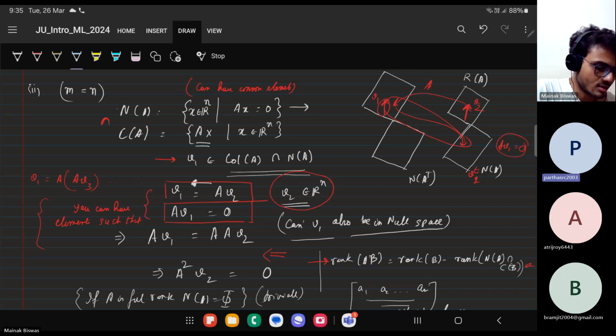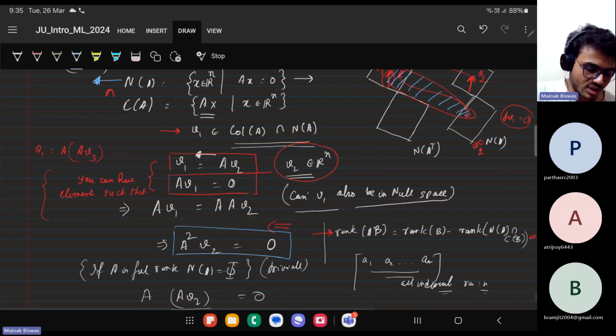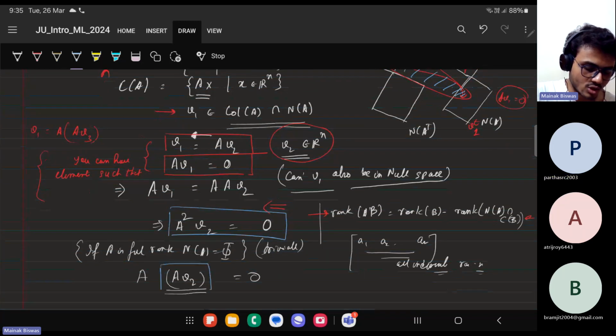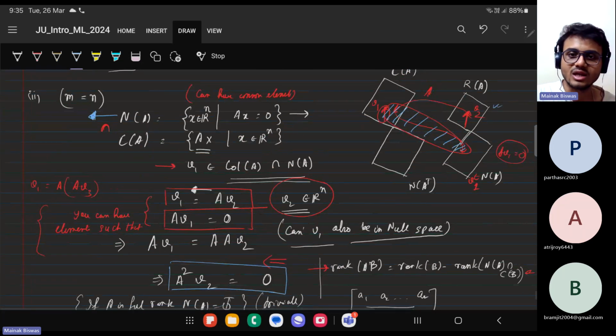Could you please repeat which area you are asking about? There is not a geometric way to say that. I'm saying there are elements between these two which can be common, between null space and column space. So that's what we saw, that A squared V is equal to 0, which means A of V2 is equal to 0. So V2 was in some row space or some other space. When I multiplied it with A, I got an element in the column space, which is also in the row space, right?